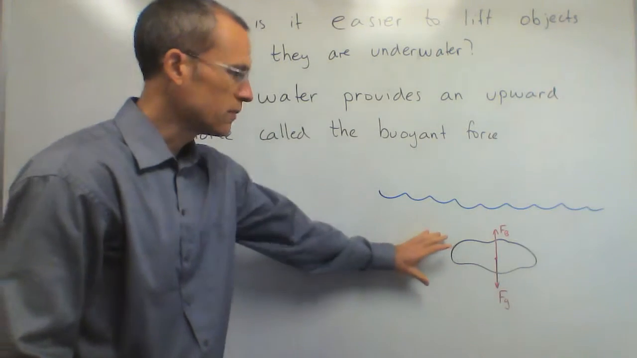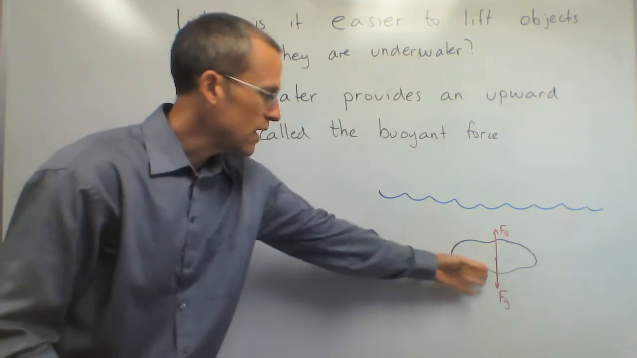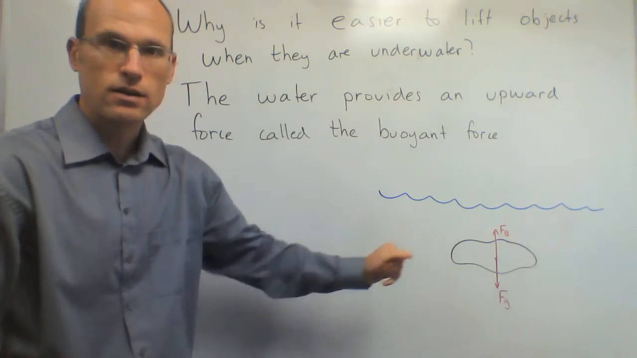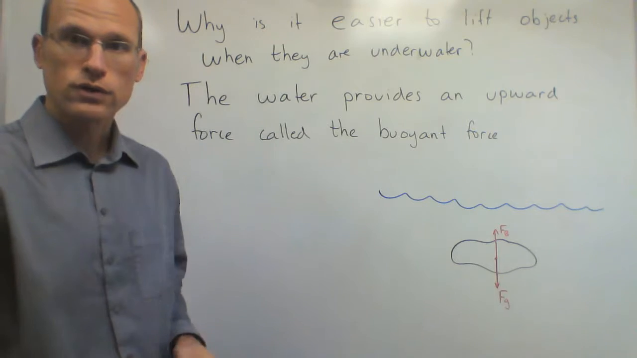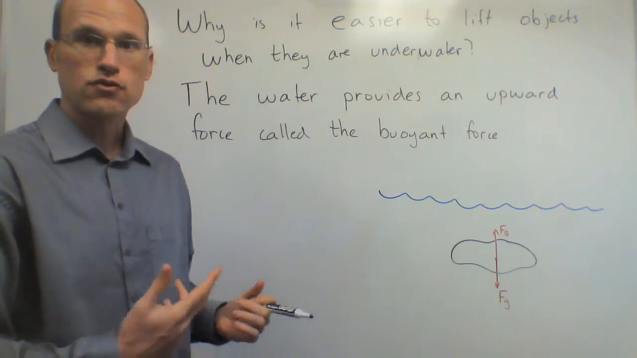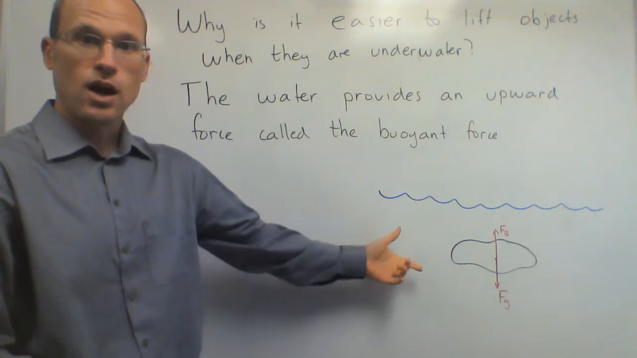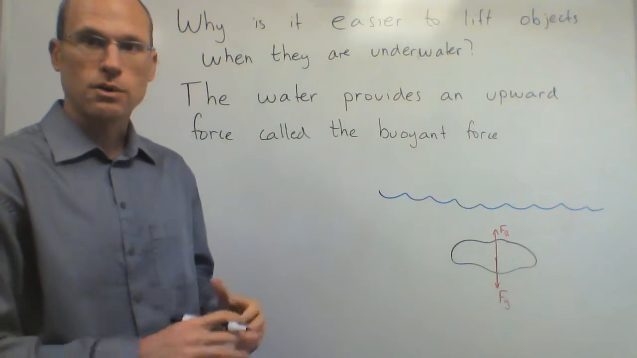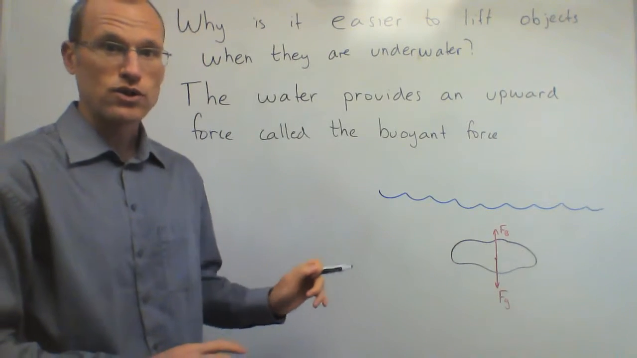So here's my rock under the water, and what's happening here is that I have the force of gravity pulling the rock down. We always have that. But underwater, there's an additional force called the buoyant force that is from the fluid surrounding the object. So anytime I have an object surrounded by a fluid, there's going to be this buoyant force caused by that fluid around it. Question now is, where does that actually come from?